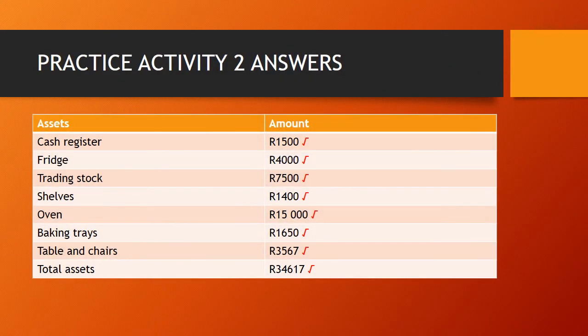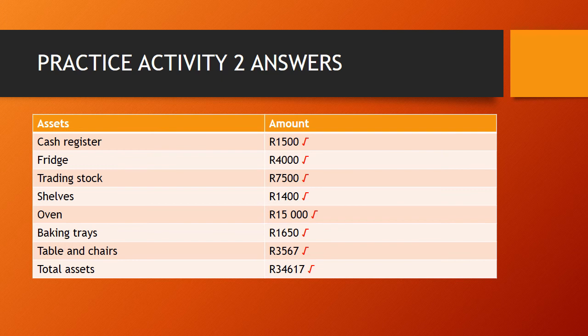Now we discuss answers for practice activity 2. We get started with our assets. Under assets, you should have the following: cash register to the amount of 1,500, fridge 4,000 rand, trading stock 7,500, shelves 1,400, oven 15,000, baking trays 1,650, table and chairs 3,567. For the fact that you've written the correct name for your assets and the correct amount, you give yourself 1 mark. And now we then calculate our total assets.